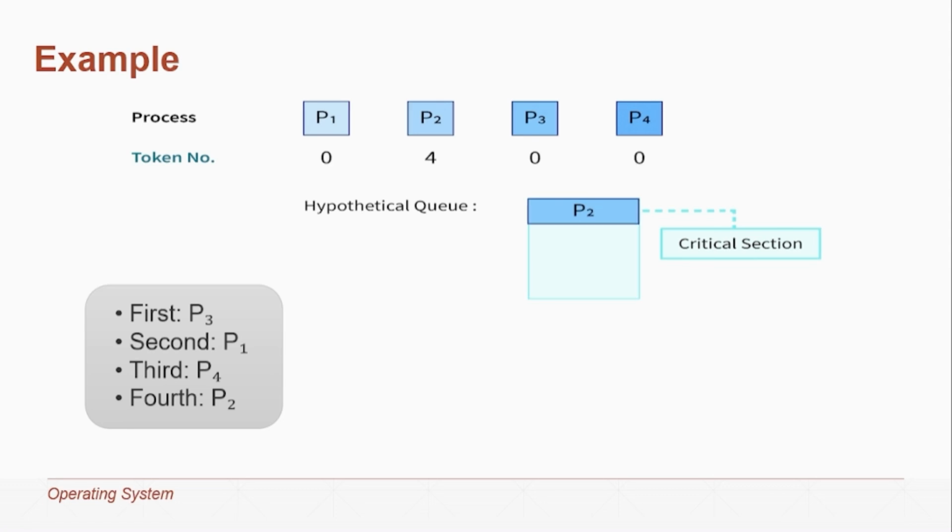Here you can see the example. P3 will execute first, P1 will execute second, P4 will execute third, and P2 will execute in the fourth position. You can see here the token numbers. P3 is first, P1 is second, P4 is third, P2 is in the fourth position. So you can see clearly in this example. I hope you have gotten the bakery algorithm with this clear and simple example.